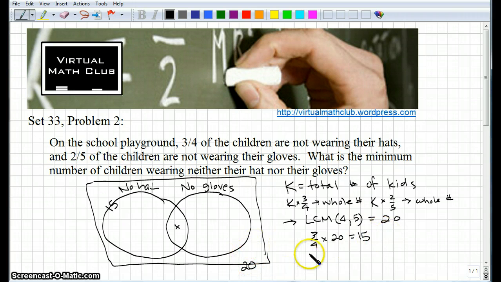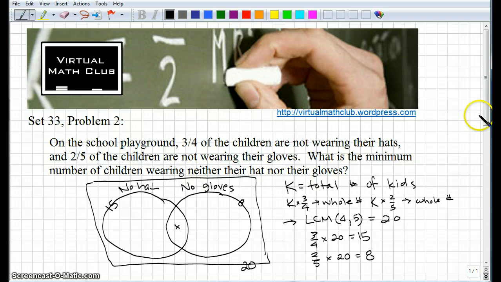And 2/5 of 20, that will give us the total number of kids that are not wearing their gloves, so that will just be 8. So there are 8 kids here that are not wearing their gloves. Now you can see if you add those up, you get 23, right? So that's more than the number of kids out there. So there has to be some kids out there that are neither wearing hat nor gloves. So they're in this overlapping region.